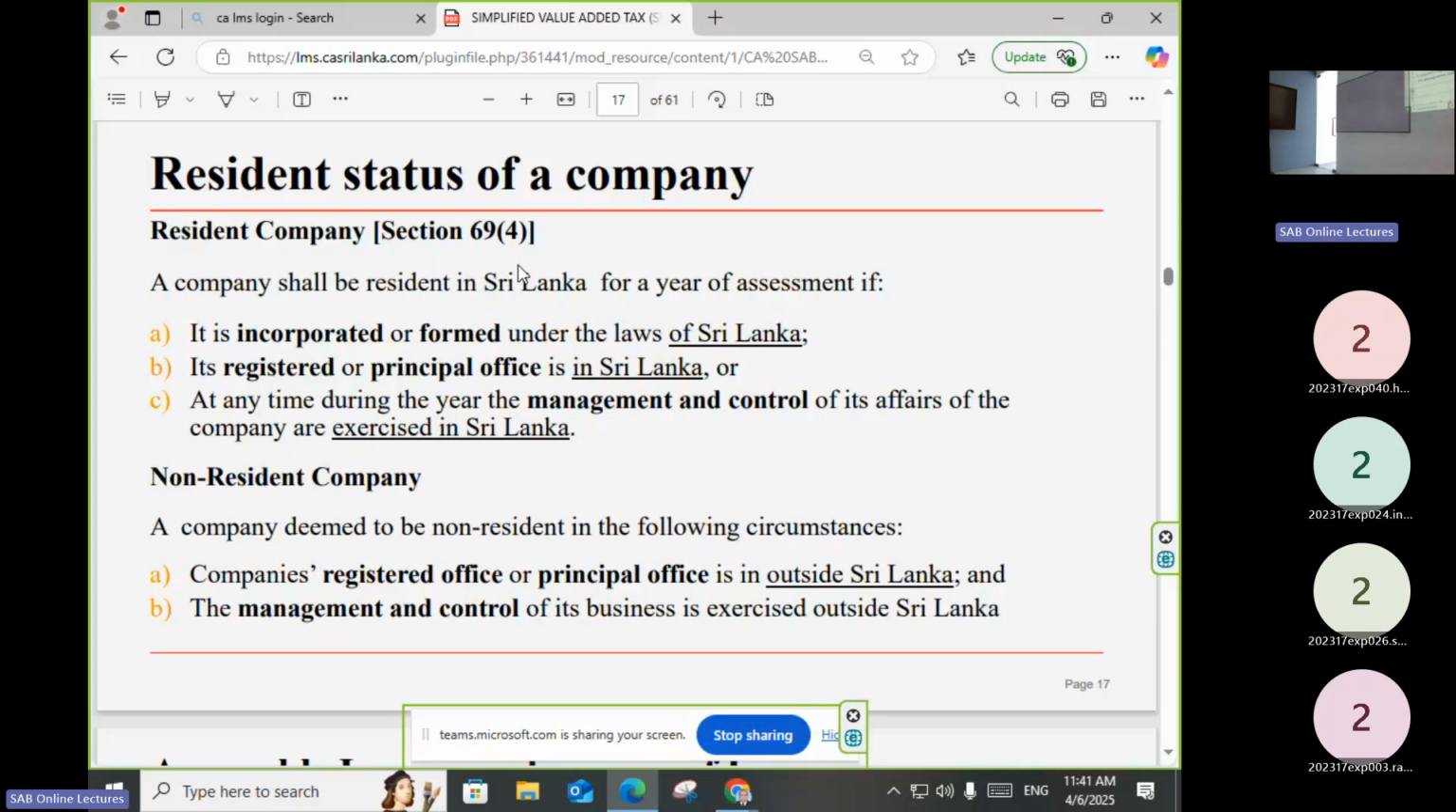At any time during the year, the management and control of its affairs of the company are exercised in Sri Lanka. That is a danger. It says it is not necessarily incorporated in Sri Lanka, but if management and control is exercised in Sri Lanka, that particular company shall be considered as a resident company for Sri Lanka. Right? So how do we recognize where the management is happening in the case of the company? Company management is happening in Sri Lanka. How can we decide?